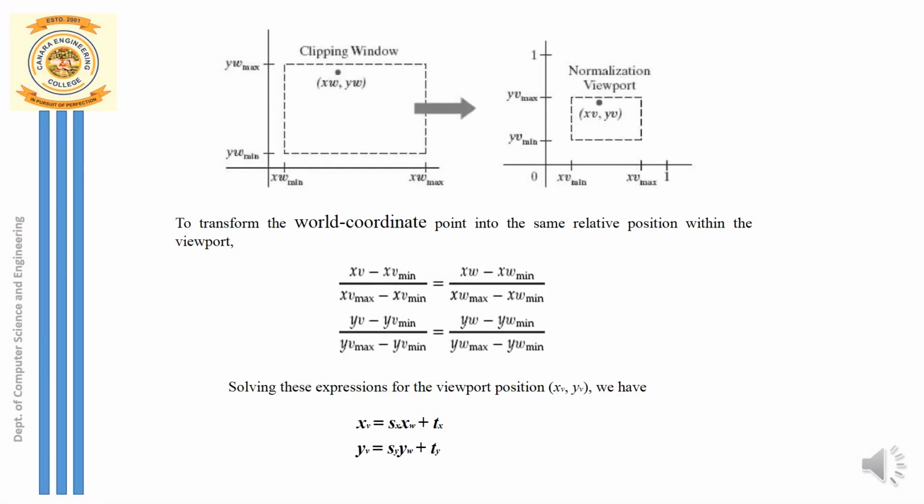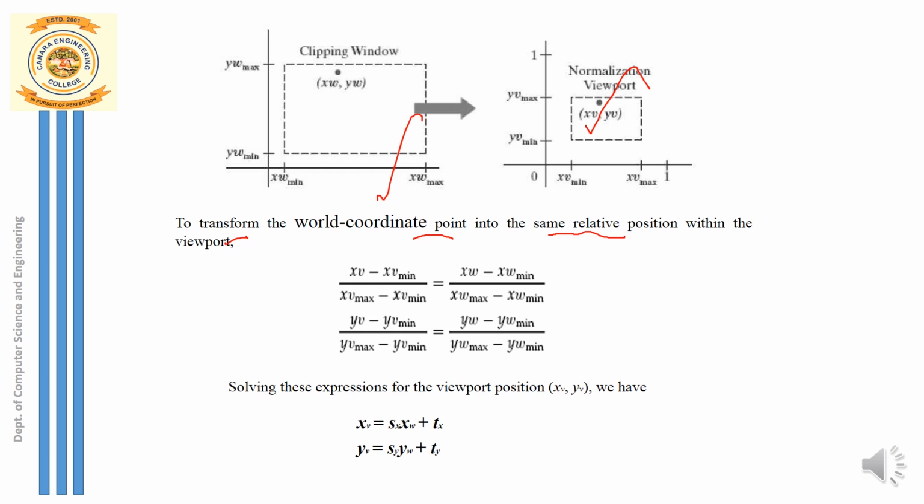Okay, so now the two steps we have carried out, we can show with the help of a few equations. See, we transform the world coordinate point into the same relative position within the viewport. Which is the viewport? It is this viewport. You can see the same relative position within the viewport with respect to xw comma yw. So how to do that? We can do that with the help of these equations.